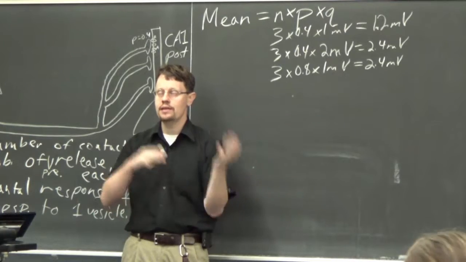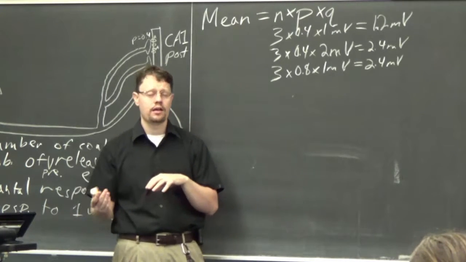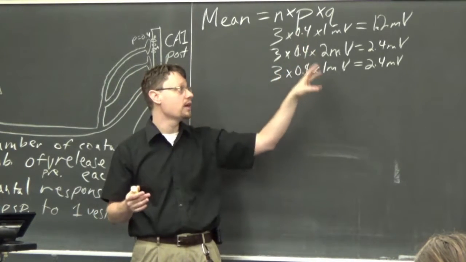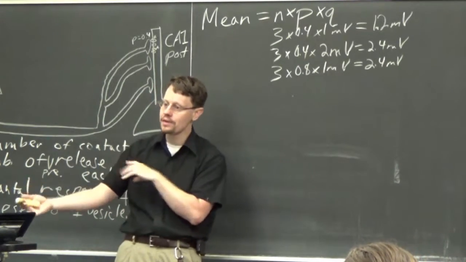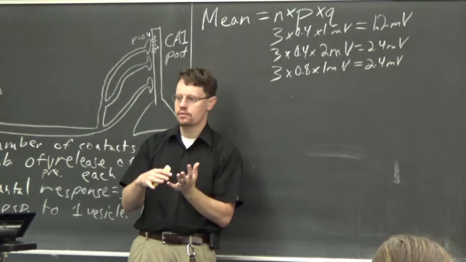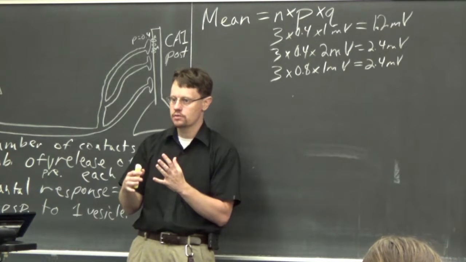If you change P or you change Q, postsynaptic response, you're going to get the same proportional change in the average. The distributions will be different, but the average is still going to change proportionally.